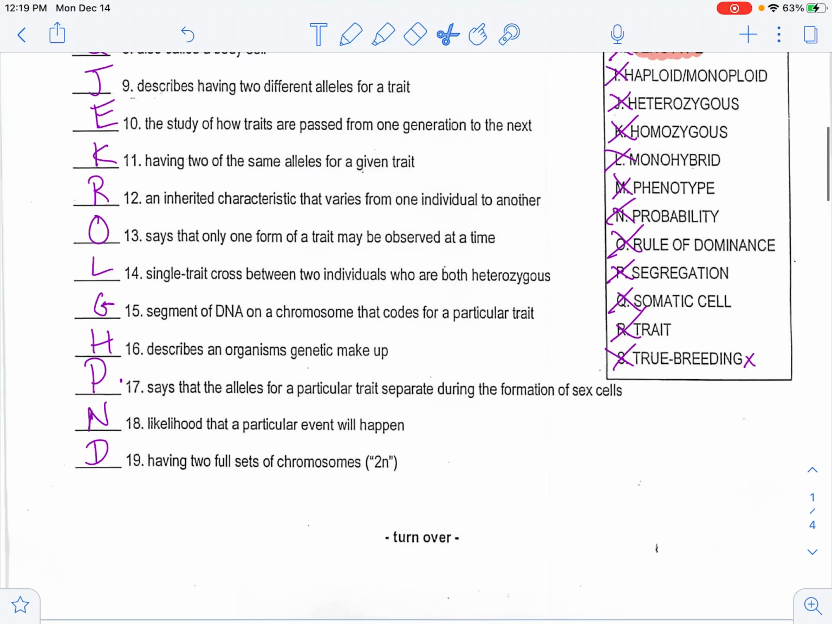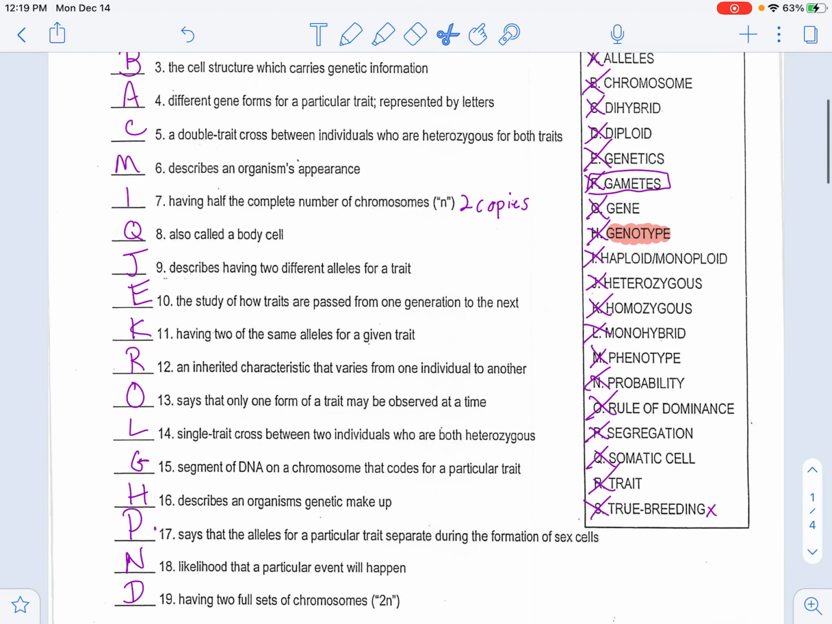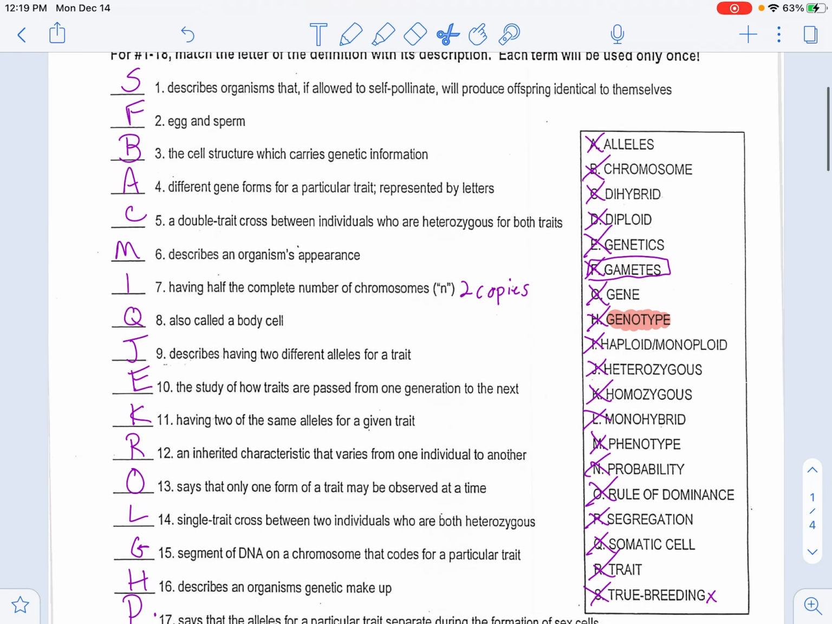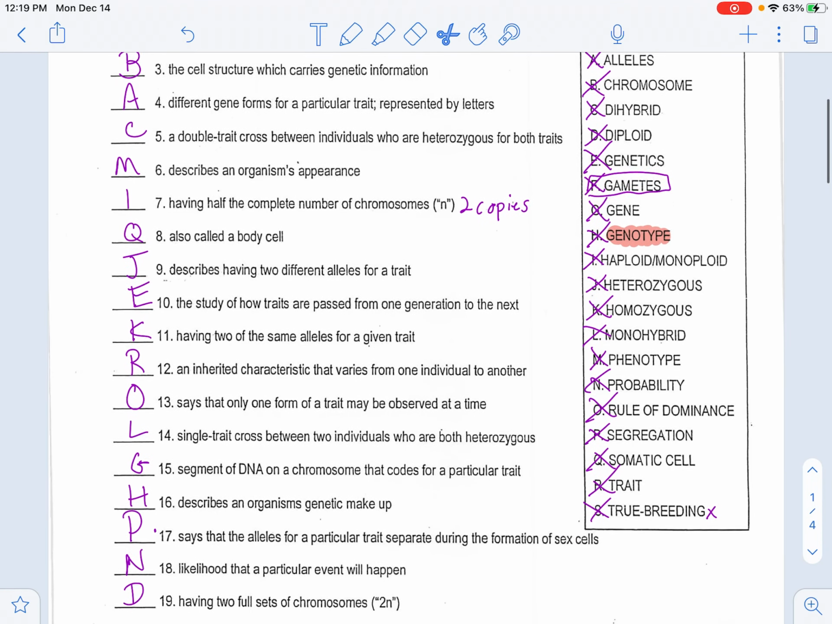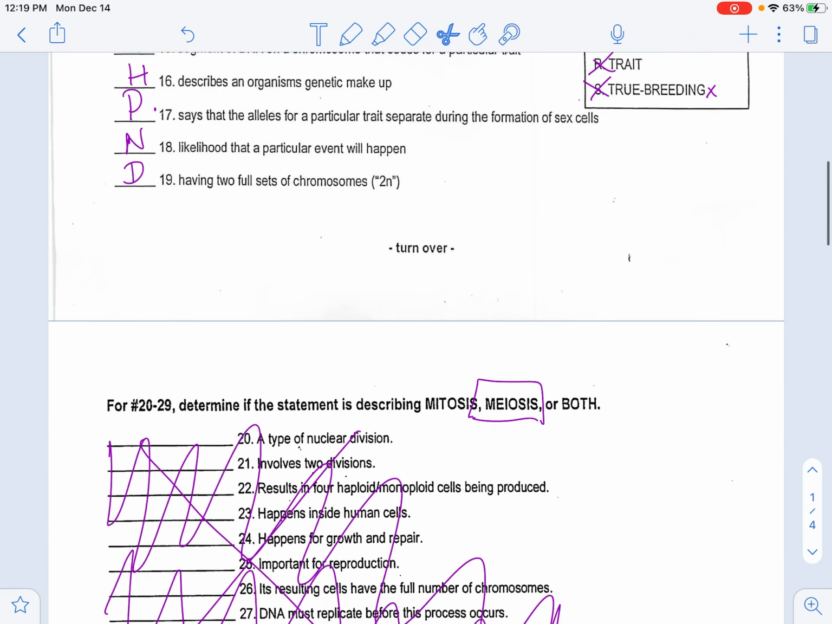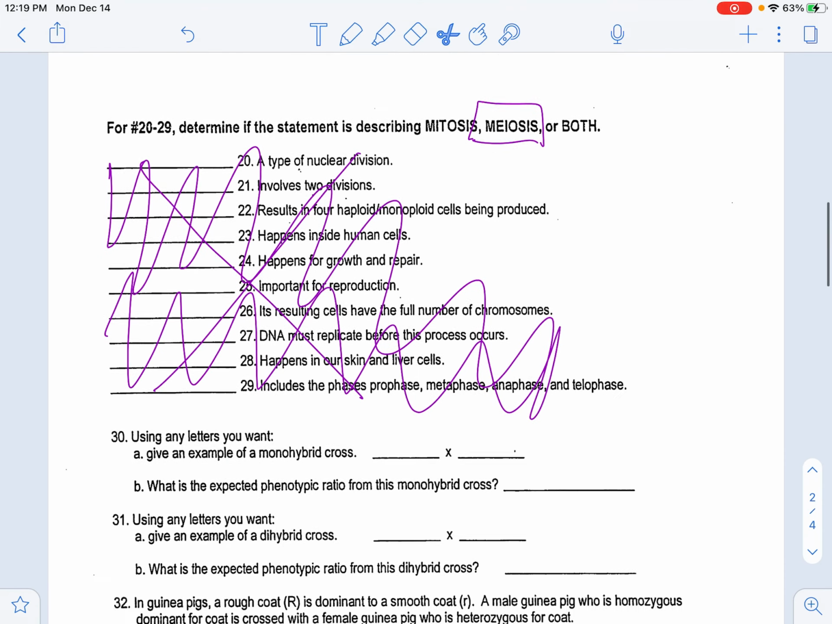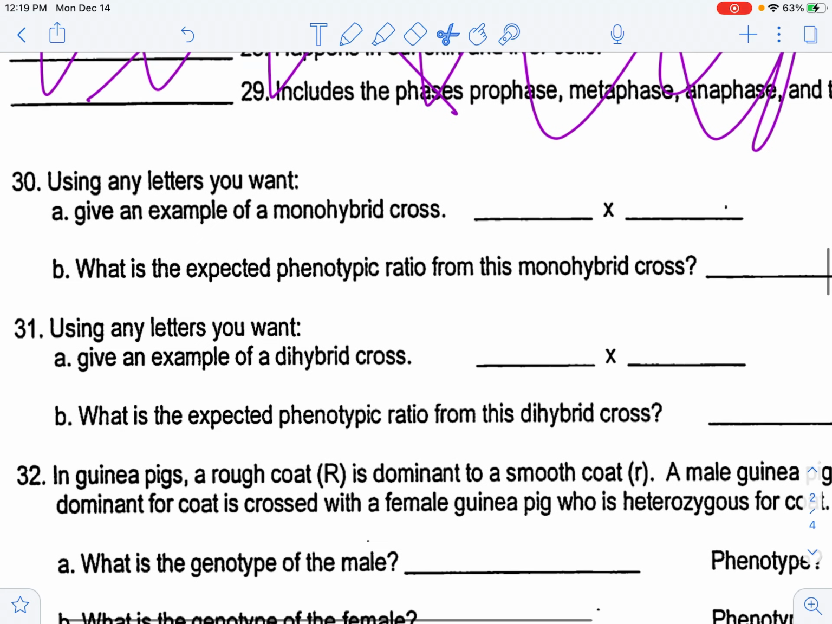Okay, so we did the first page. This is the first page. We went through all these vocab terms. This will be helpful for you on the test. Okay, and then I told you to cross off 20 through 29. So we're starting at 30.